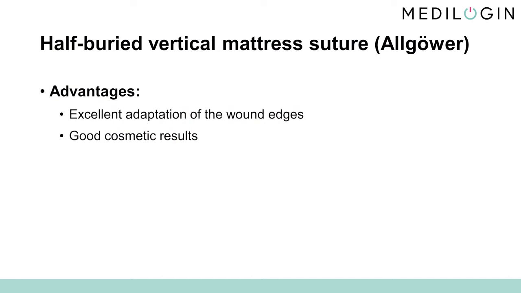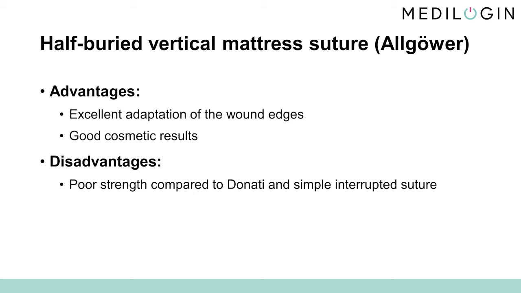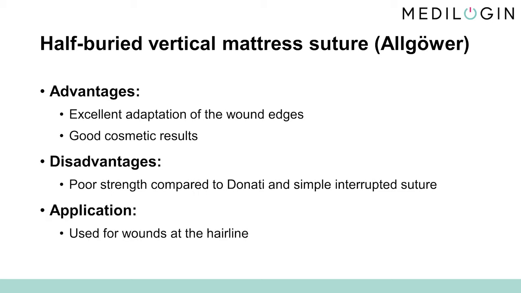The half-buried vertical mattress suture is advantageous as it facilitates very good wound adaptation while reducing penetration trauma, thus causing less scarring than the vertical mattress suture after Donati and McMillen. The disadvantage is lower strength than the vertical mattress suture. Use the half-buried vertical mattress suture, for instance, for wounds at the hairline, as in these areas the needle should be passed as seldom as possible through the scalp. Wounds that must withstand high shear forces should not be treated with the half-buried vertical mattress suture after Allgöwer.